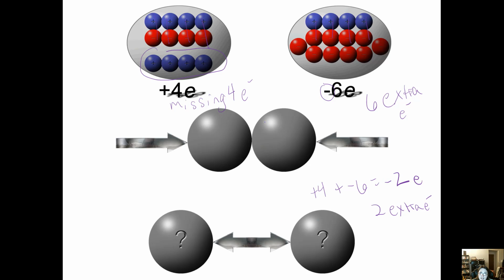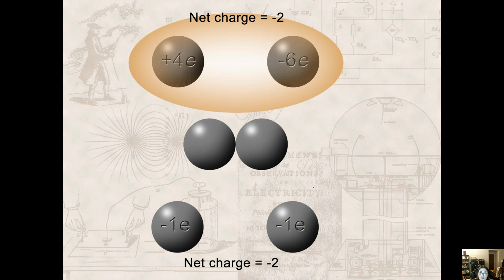And that means that when they touch, this is going to have a charge of -1, and this is going to have a charge of -1. And I'll show you that. So again, this is a net charge of -2, so you have the +4 and the -6 is equal to -2. They touch, and then you get -1 and -1.